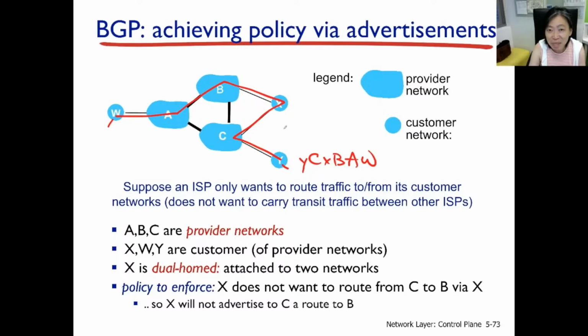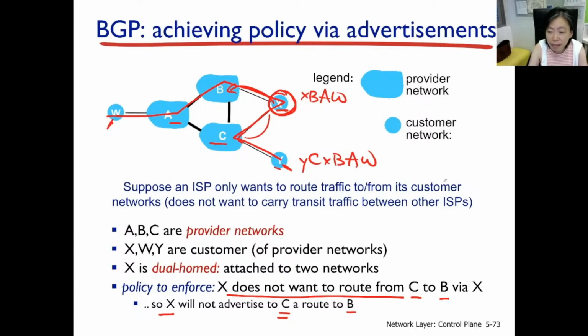How do you like this? Well, from X's network admin's point of view, this traffic is actually not for me at all, right? It's actually between Y and W. Y pays C, W pays A, and no one is paying me, and yet I'm paying B and C. So it's a big no-no for X to send XBAW to C. X will not want traffic coming from C and simply transiting to B. So X should not be advertising anything to C coming from B.